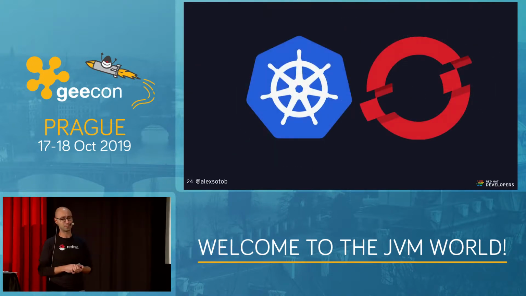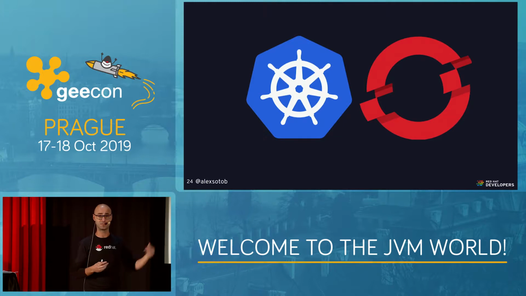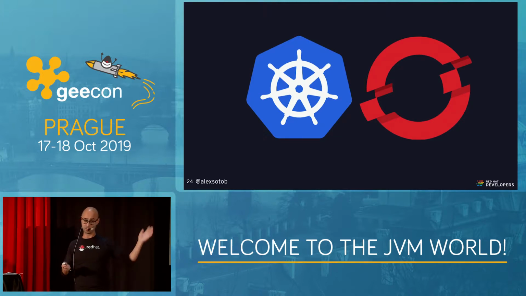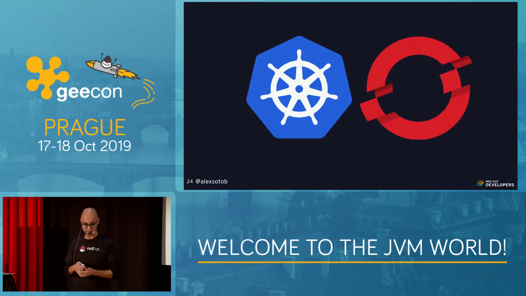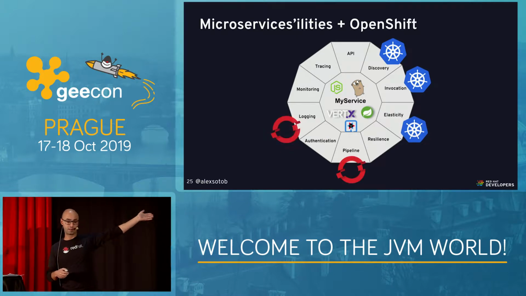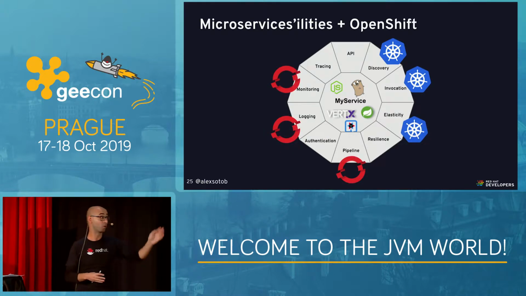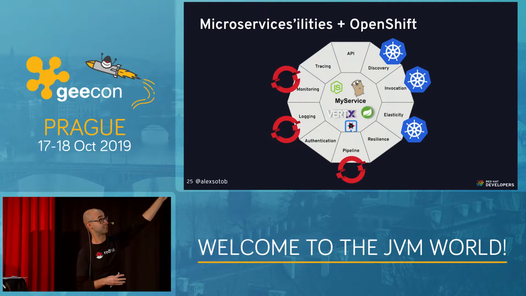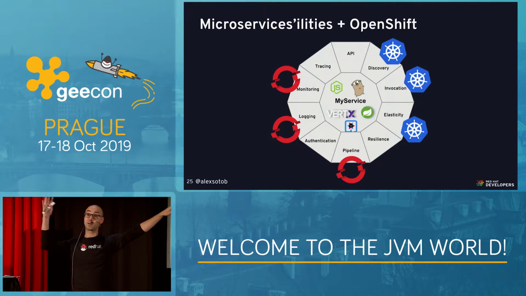So if you are, for example, using Kubernetes or OpenShift, OpenShift is, let's say, Kubernetes for Enterprises, which is an open source project from Red Hat. And it's a Kubernetes after all. It also covers all these, or most of the cross-cutting concerns like discovery, invocation, elasticity with the concept of scale up and scale down that we have with Kubernetes.